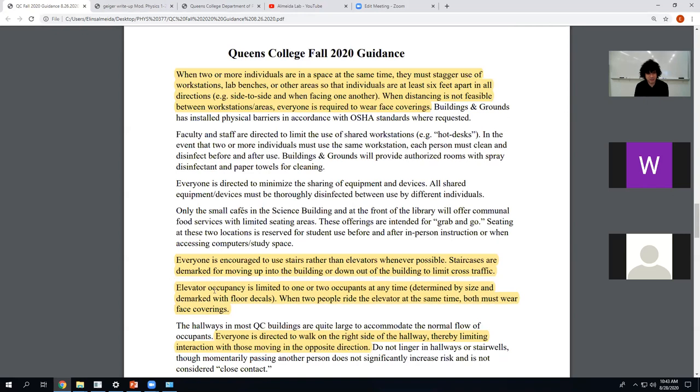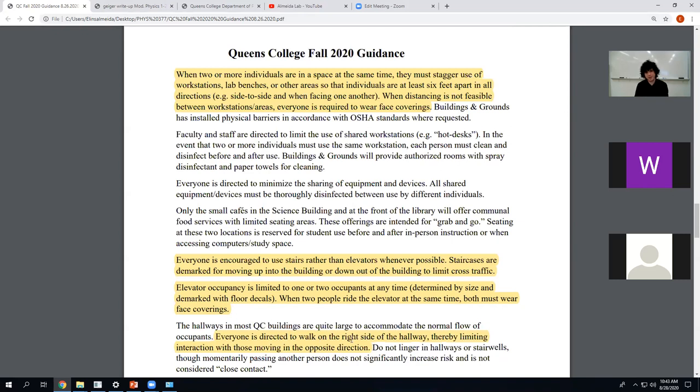The elevator occupancy is limited to 1 or 2 occupants at a time, determined by size and marked with floor decals. When two people ride the elevator at the same time, both must wear face coverings. So we have markings in the elevator. In our science building elevator, only 2 people can be in at the same time, and you have to stand in the position there.